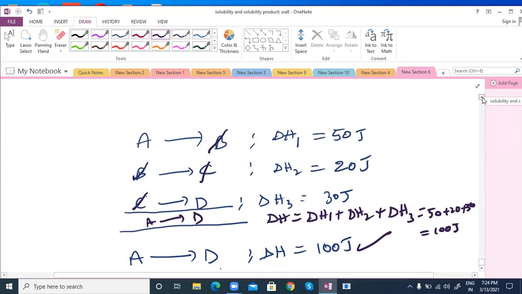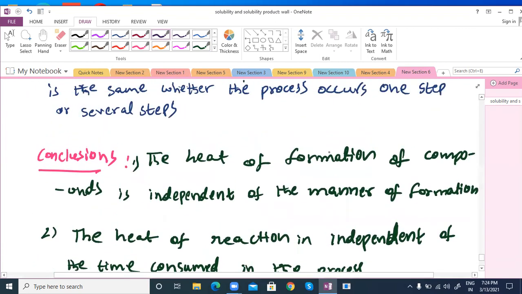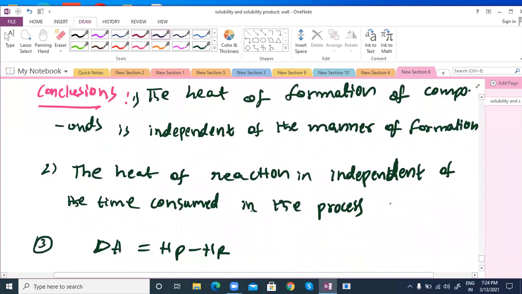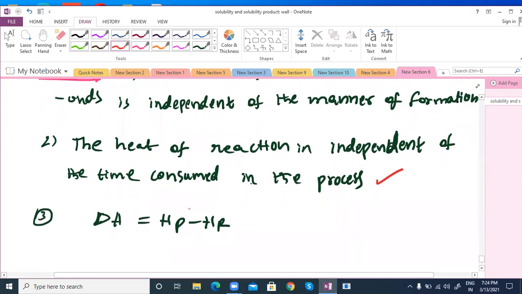Some conclusions are also given here. The heat of formation of a compound is independent of the manner of formation, meaning which process we use doesn't matter. The heat of reaction is independent of the time consumed, so whether it takes 1 hour or 2 hours, the ultimate energy change is going to be the same. Got it? Next, the enthalpy of the reaction you can write as H product minus H reactant.